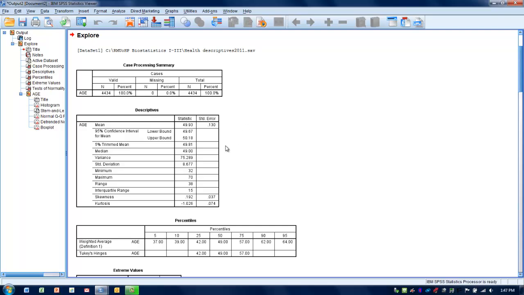Okay, the next area we can look at is some of the measures of central tendency. So here we see the mean score, in this case of age, which is almost 50 years old.